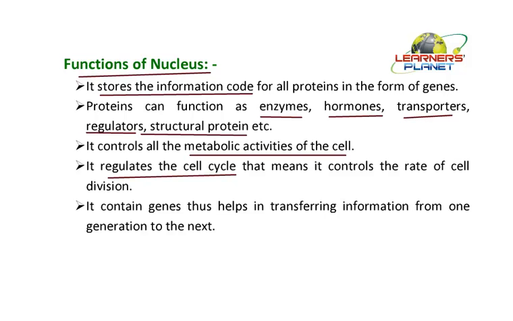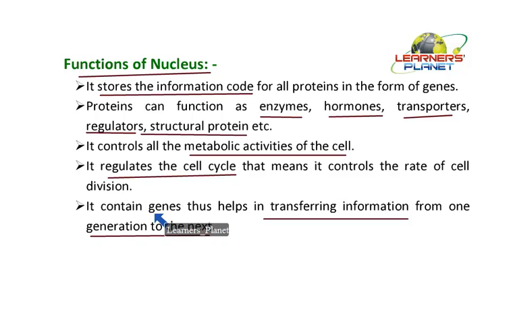Besides all these functions, another important function is the transmission of particular information codes from one generation to the next. So not only is cellular reproduction controlled, it also helps in the transfer of particular genes or characteristics from the parental generation to the daughter or offspring generation. These codes or information are inherited in the form of genes only.